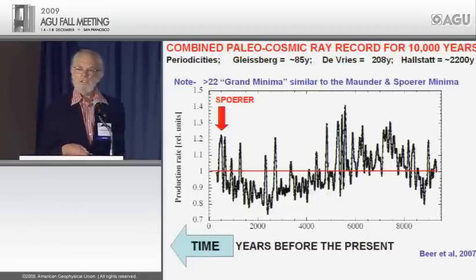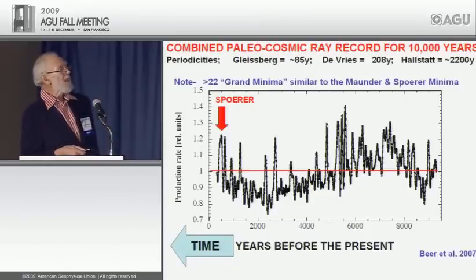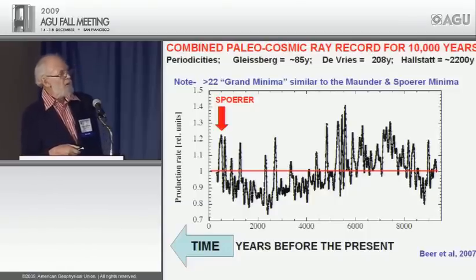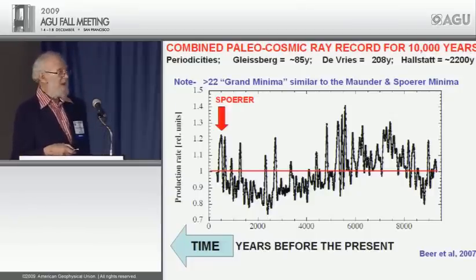This is then the 10,000 year cosmic ray record. There's the Spörer minimum. The core did not have the Maunder in it. It didn't start till it was down about 1500 AD. The most important thing to notice, I think, is that there are about 22 Maunder minimum or Spörer minimum type events. That is, the Sun does this frequently. And these are the big ones. There are smaller ones down in this grass here. The red line is at the present situation.